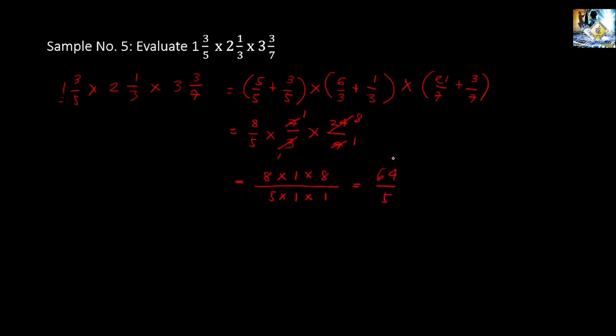Okay, so this is an improper fraction. The numerator is greater than the denominator. So we need to present or write it as a mixed fraction. That is equal to 12 and 4/5. So that is our improper fraction, and this is the mixed fraction form. Okay, let's move to our next example.